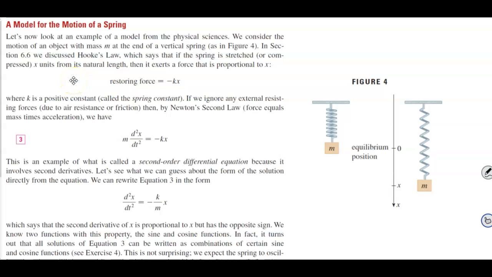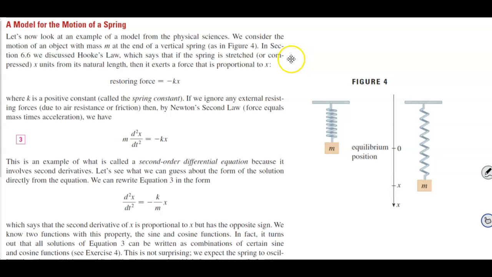Okay, in 7.1, we also have a model for the motion of a spring. Let's look at an example of a model from the physical sciences. We consider the motion of an object with mass m at the end of a vertical spring, as in figure 4.